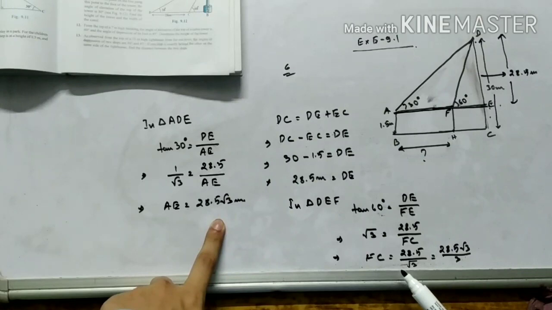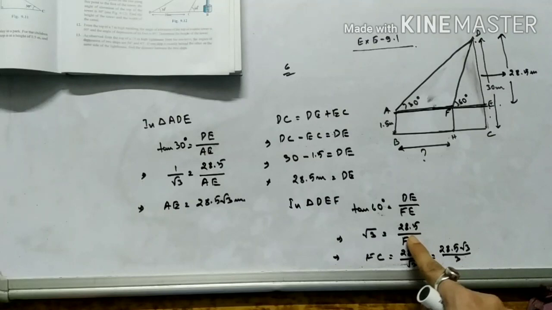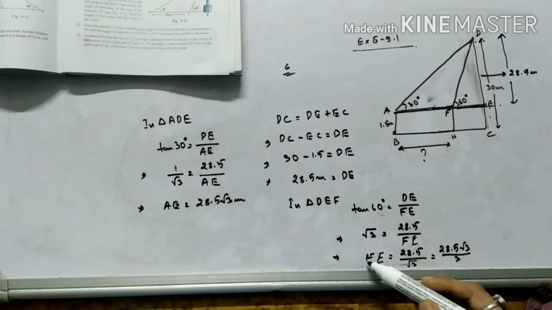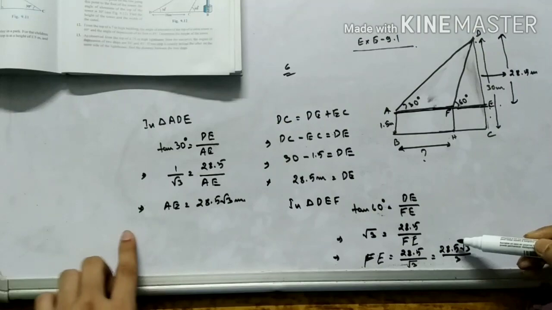This is FE. FE dot FC. Okay, this is FE. So FE, how much do I get? FE I got this much. And AE, the whole, I got this much.